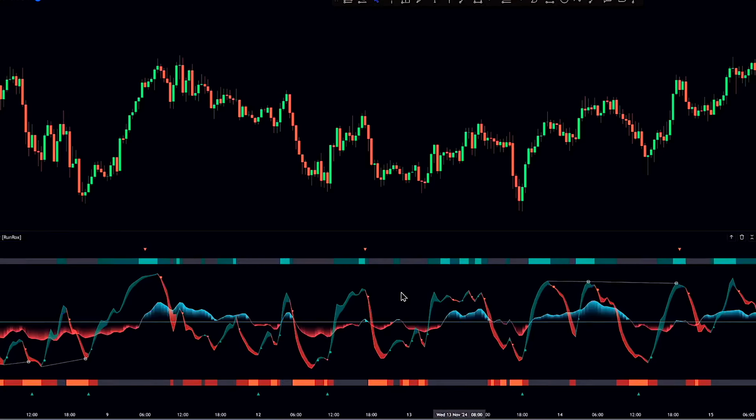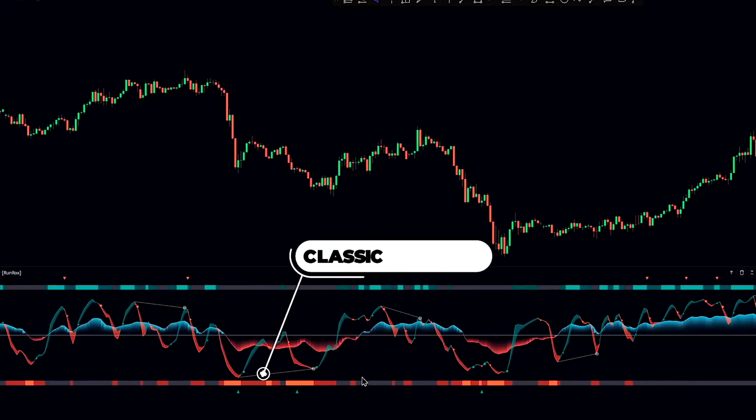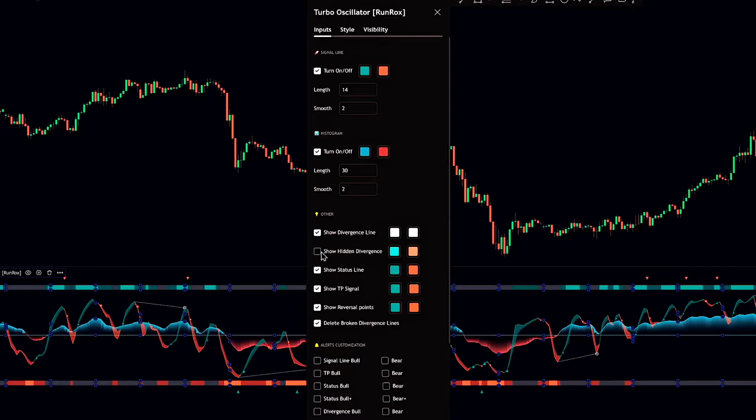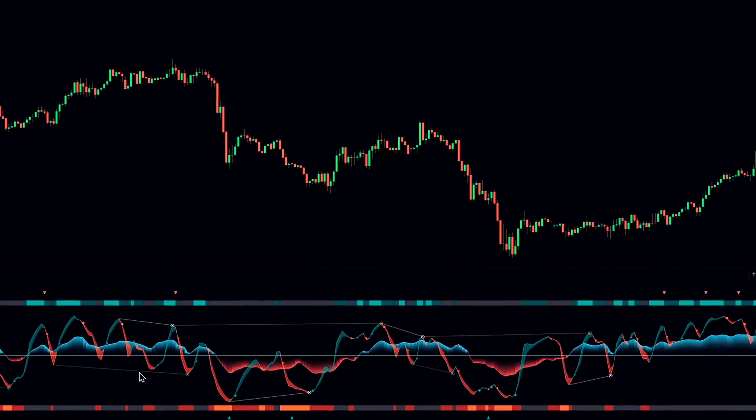Let's break down what this oscillator is made of. First up, you've got the regular divergence lines, those white lines you see. When they pop up, they're signaling either bullish or bearish divergences. Lines at the bottom mean bullish, so the price might climb. Lines at top, bearish, so the price could dip. You can also turn on hidden divergences in the settings. Just double-click the indicator, toggle them on, and you'll see green lines at the bottom for bullish hidden divergences and red ones at top for bearish ones.